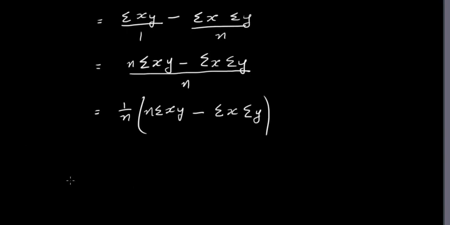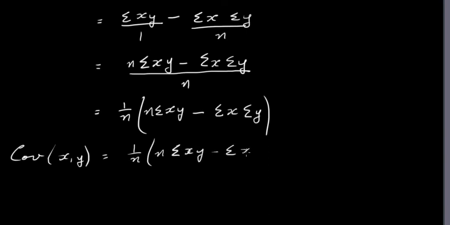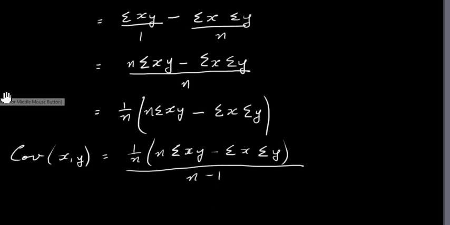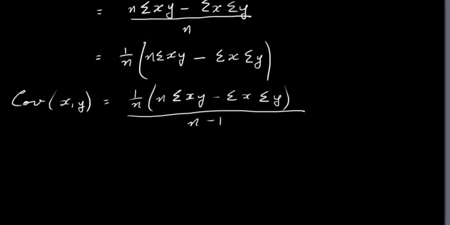So what we end up with here is the covariance of xy is going to be equal to, remember this is our numerator, 1 over n times the sum of xy minus the sum of x sum of y. That was our numerator from where we started, and then our denominator was simply n minus 1. So we're almost there really. One more step I think should do it.